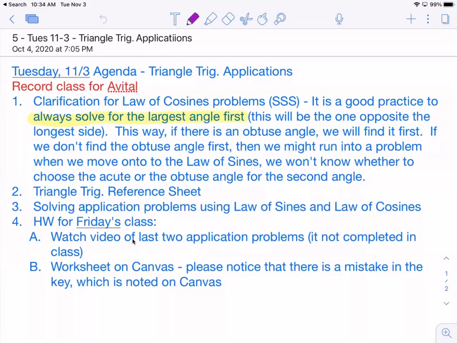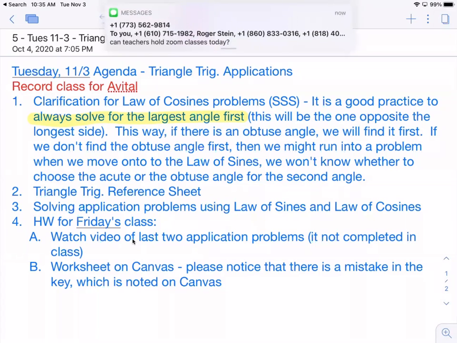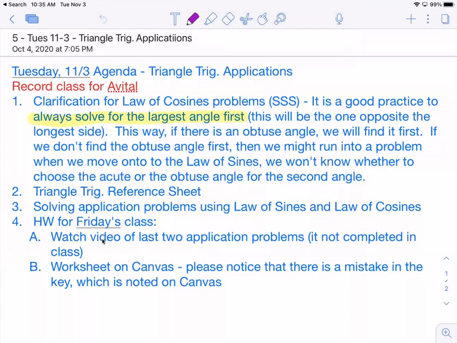So we've done law of sines and law of cosines, and now we're going to take those problems and put them into some context so that we can use them to find something that might apply to something kind of in real life. Still a little made up. But okay, so we're going to try those application problems.